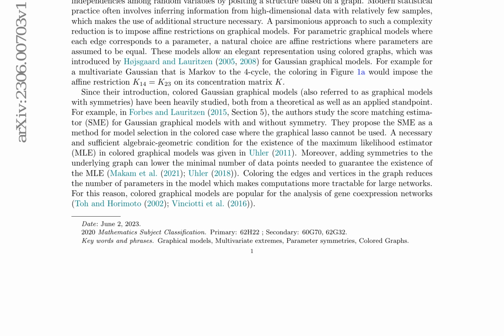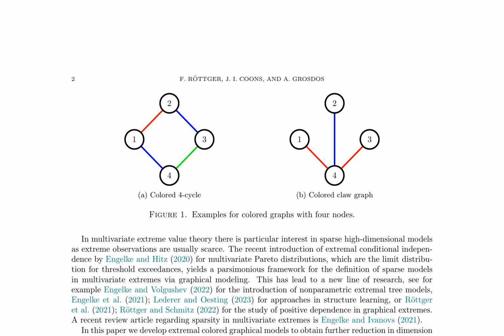The paper concludes by noting the popularity of colored graphical models in the analysis of gene co-expression networks. Researchers have developed extremal colored graphical models to reduce dimensionality and complexity in multivariate extreme value theory, building upon recent introductions like extremal conditional independence for multivariate Pareto distributions.